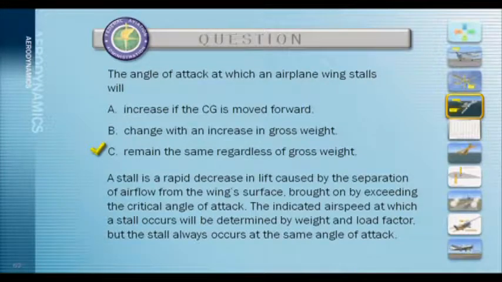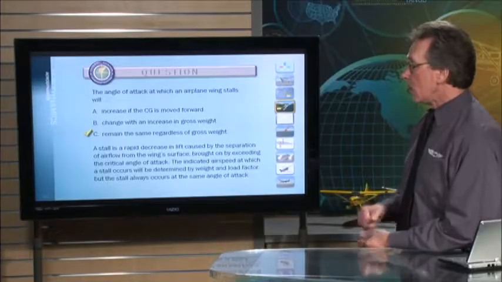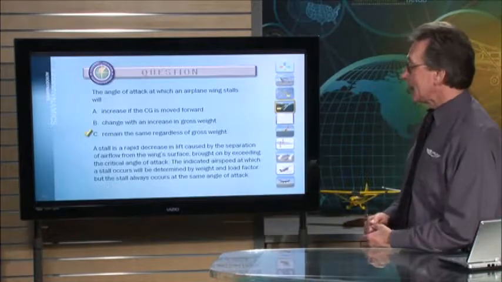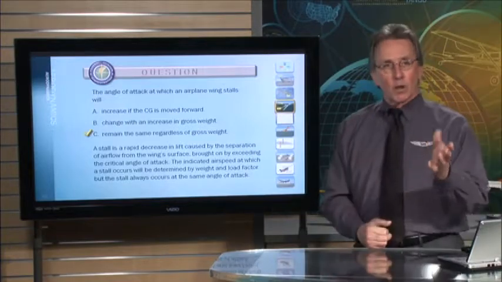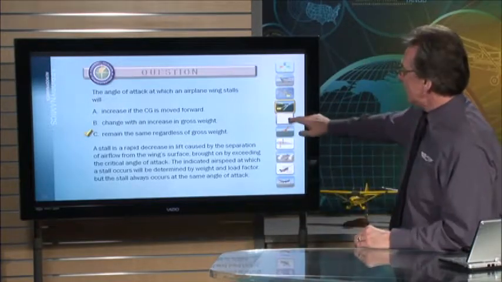A stall is a rapid decrease in lift caused by the separation of airflow from the wing's surface, brought on by exceeding the critical angle of attack. The indicated airspeed at which a stall occurs will be determined by weight and load factor, but the stall always occurs at the same angle of attack. Very good. Now let's move on with our instructor to a new topic, load factor.